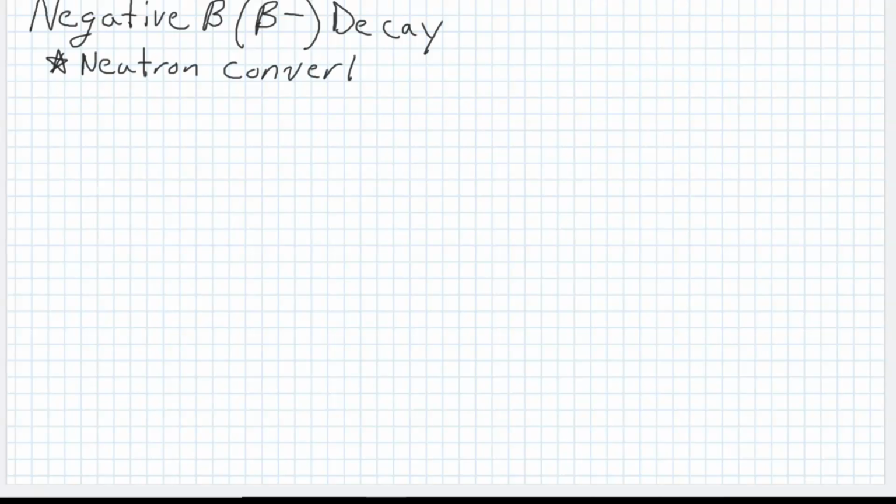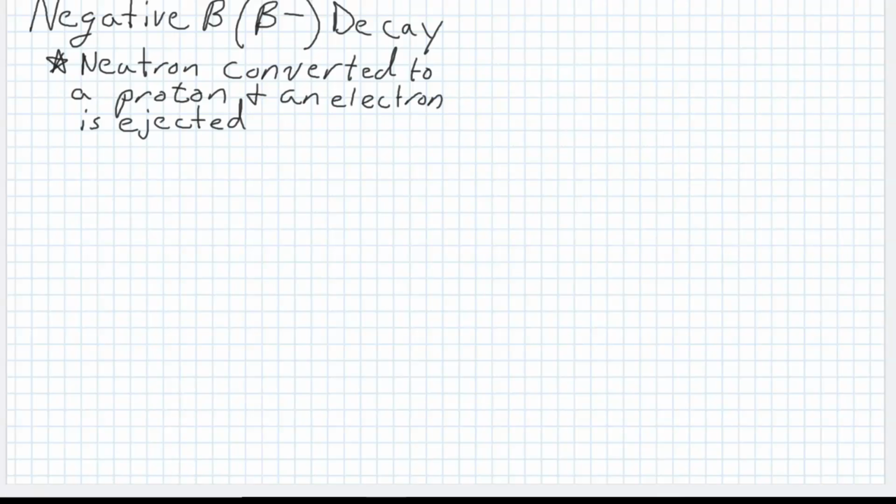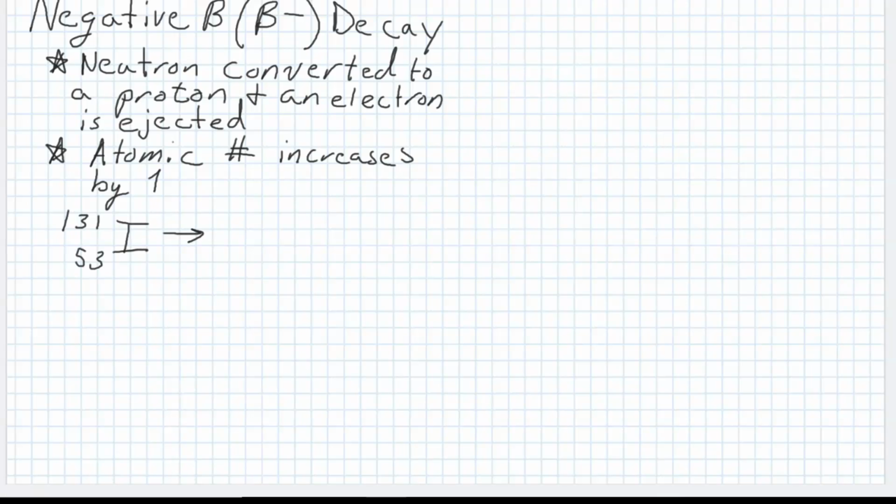Now let's look at negative beta decay, or beta minus decay. Beta minus decay occurs when your nucleus doesn't have enough protons to be stable. And so you convert a neutron to a proton, and an electron is ejected from your nucleus. In this type of decay, the atomic number increases by 1, but the atomic mass will stay the same because I'm exchanging a neutron for a proton. So in our example, iodine 131 is going to do beta negative decay.